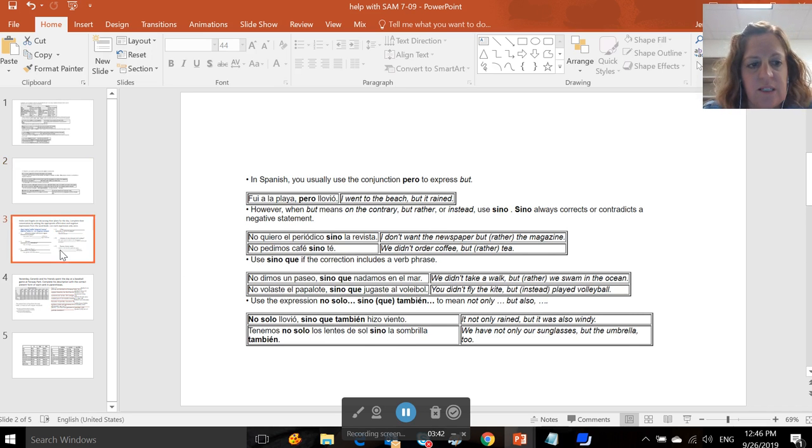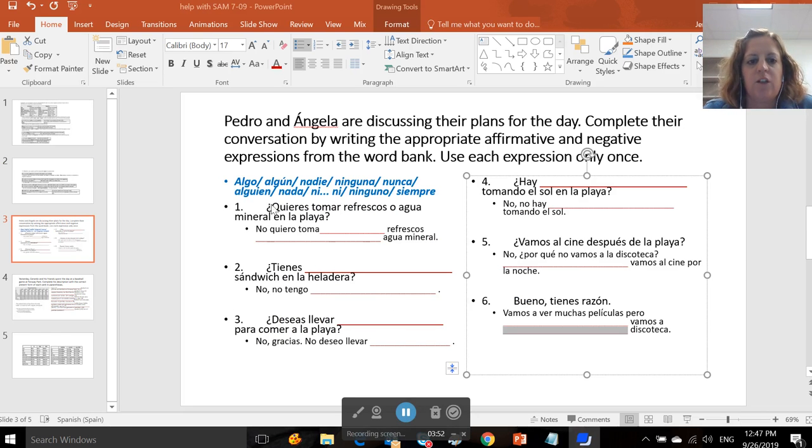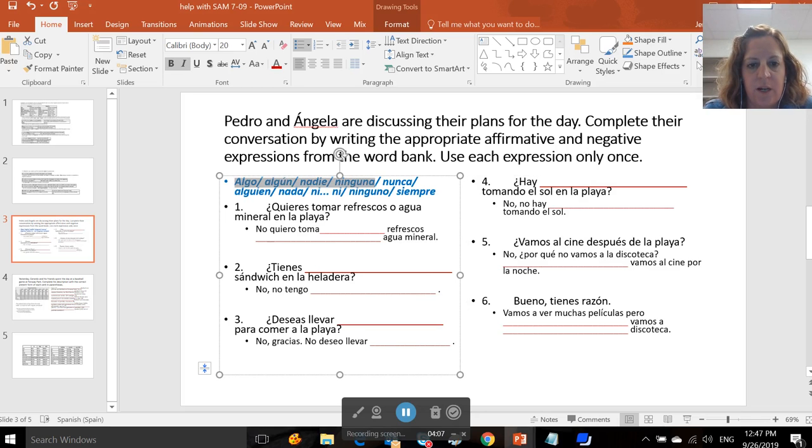Okay, so let's look at your activity. This is 7-9, which was dealing with the negative and these expressions. Let me actually make those all red. Okay, so it says Pedro y Angela are discussing their plans for the day. Complete their conversation by writing the appropriate affirmative and negative expressions from the word bank. Use expression only once. So here's our word bank, and I just went through them. I'm just going to make them red since everything is red if I just want to copy.